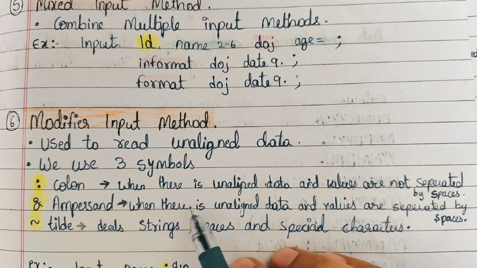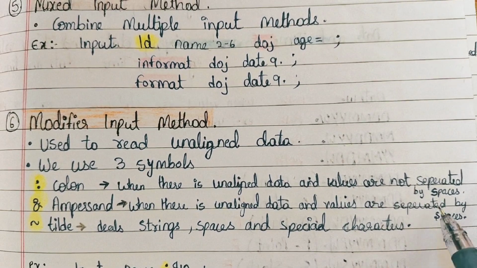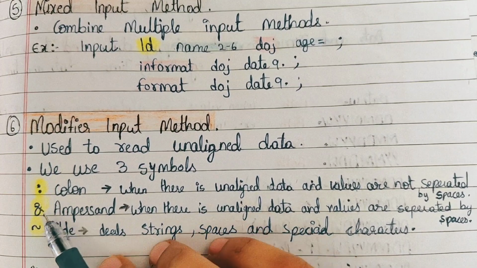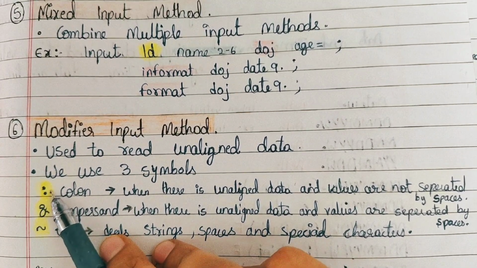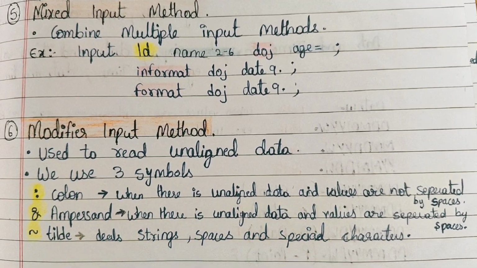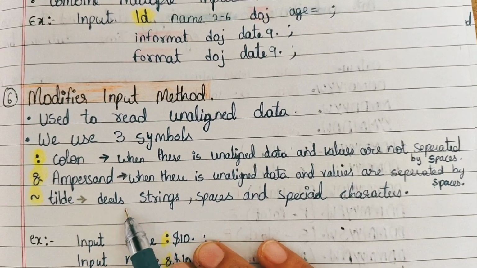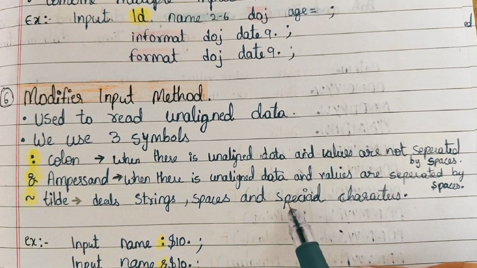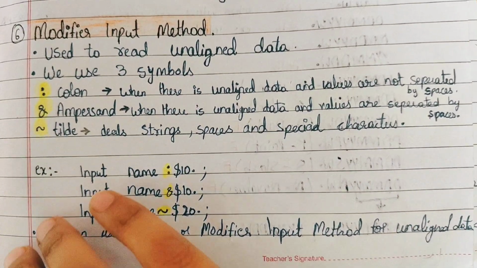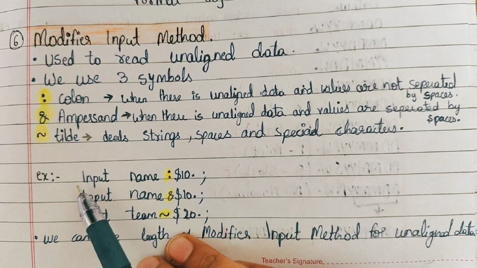And ampersand, when there is unaligned data and values are separated by spaces. So Raj space Kumar, at that time we will use ampersand. Before dollar we will use this colon, also before dollar. Name dollar will be there, no? I'll explain here, and I'll show you the example as well. Next is tilde. It deals with strings, spaces and special characters. In programming I'll explain you. First you will have an idea about the definition of what is tilde, what is ampersand, what is colon.